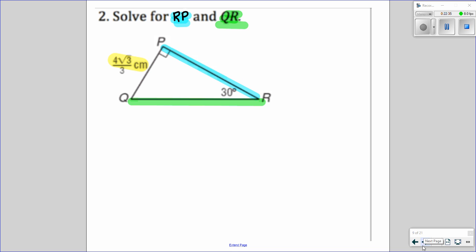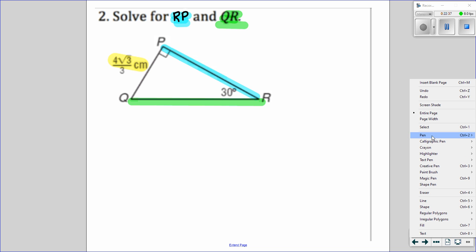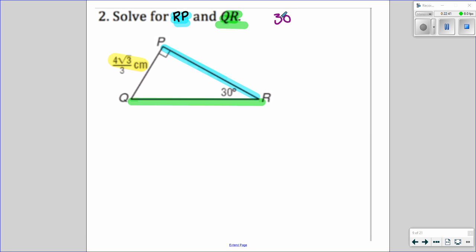All right, so now we know that this is a 30, 60, 90. At the 30, we know this is 90, so this is going to be 60. So we use the 30, 60, 90. And the one side that they gave us was the short leg, because it's opposite the smaller angle. We'll have 4 root 3 over 3. All right, so we need to find the blue side and the green side.